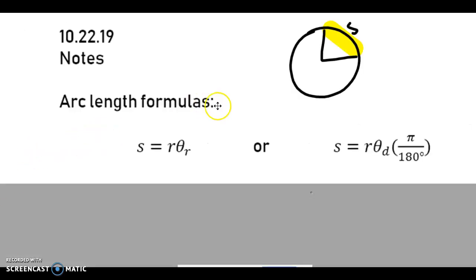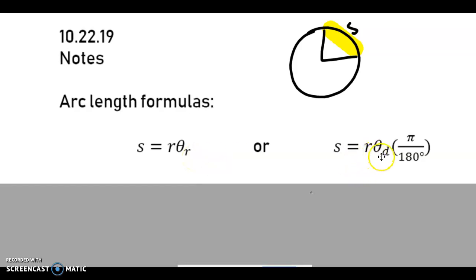So we have two arc length formulas, and arc length is S, which is this part of the circle. Our first formula is when theta is in terms of radian measure. So it's going to be arc length equals the radius times theta in radian measure.